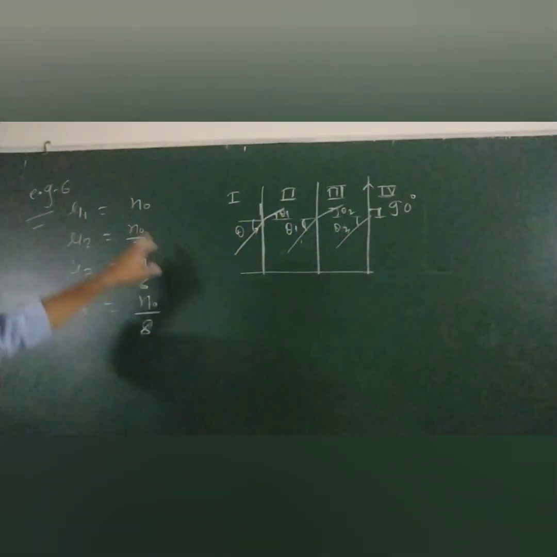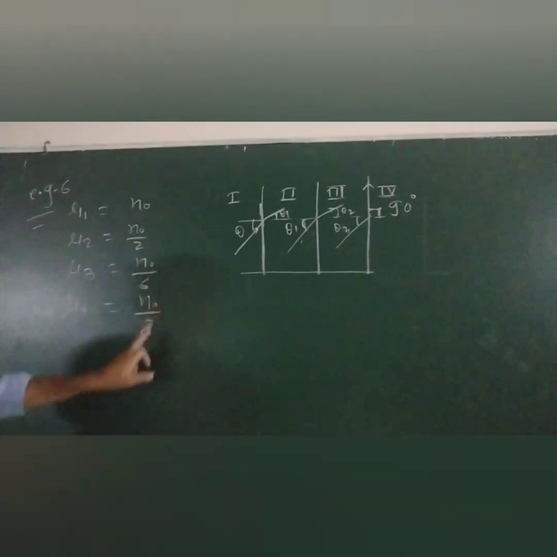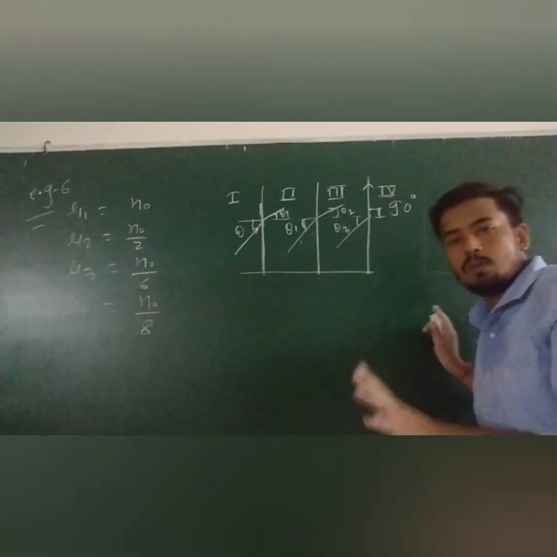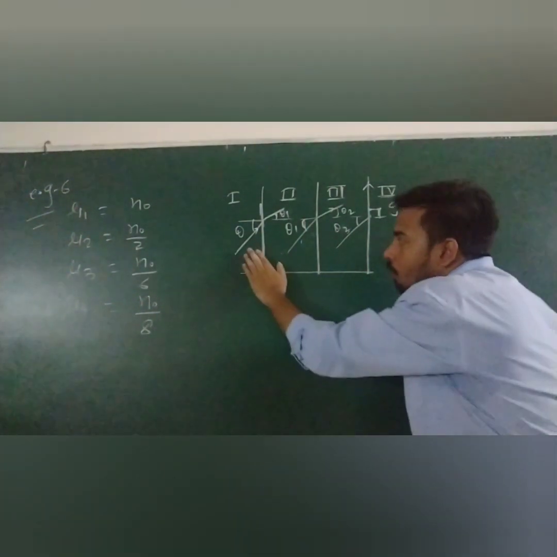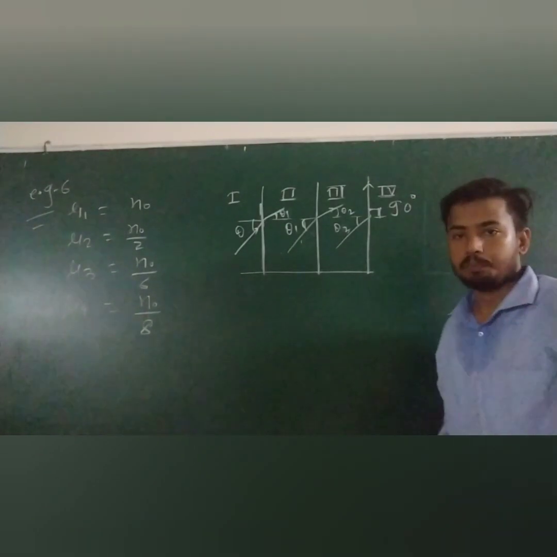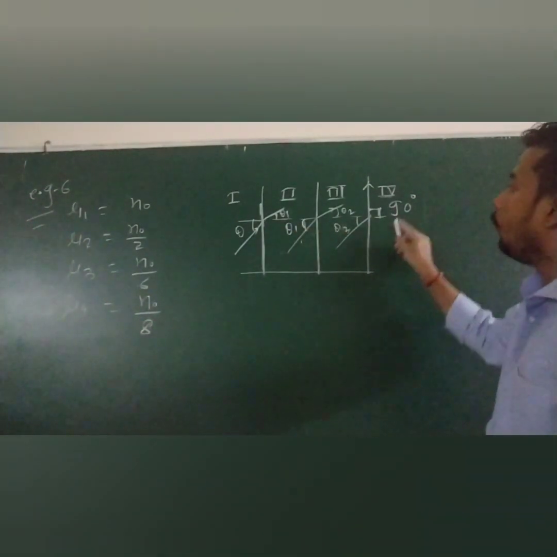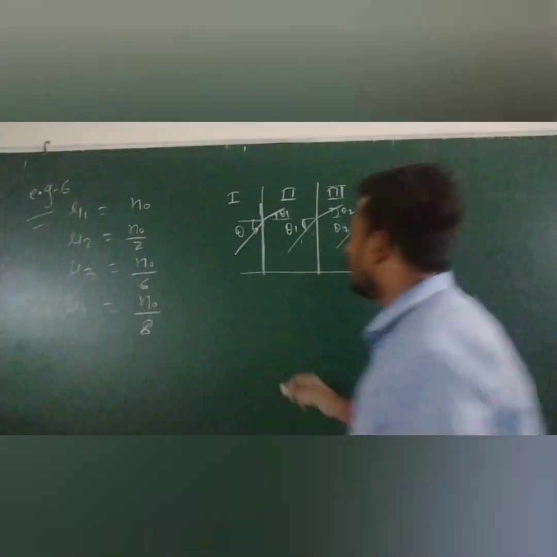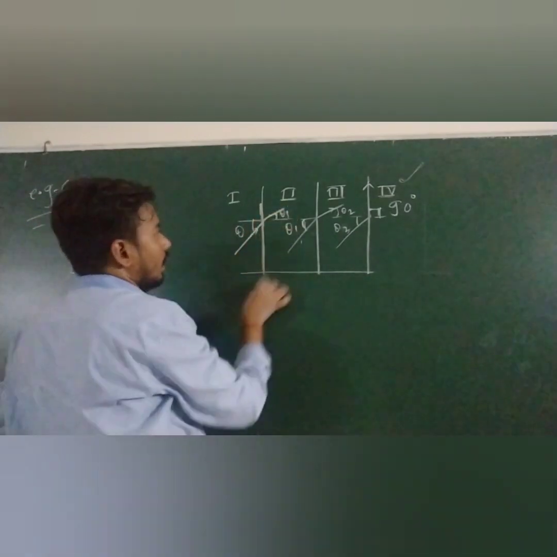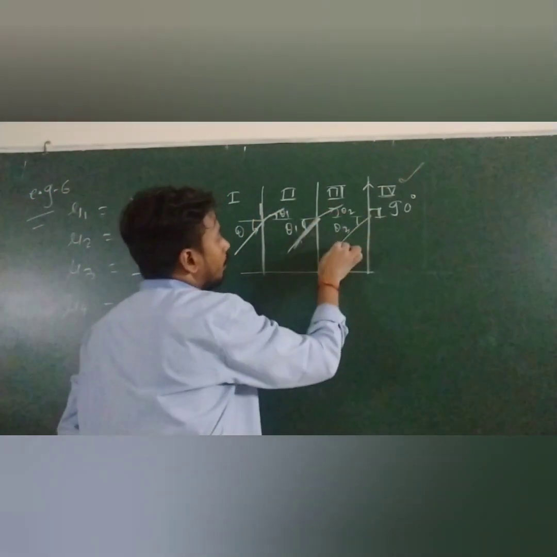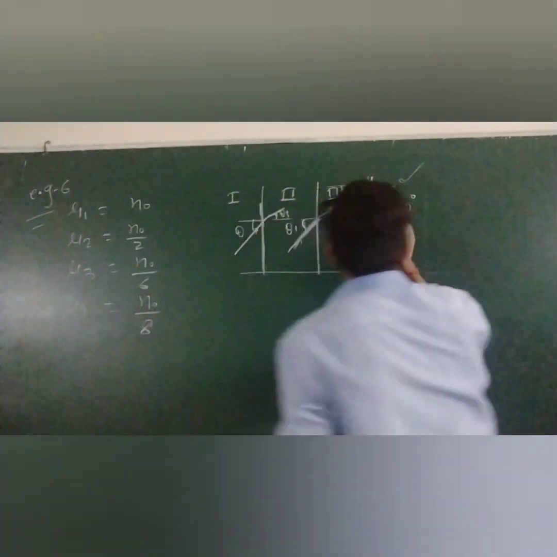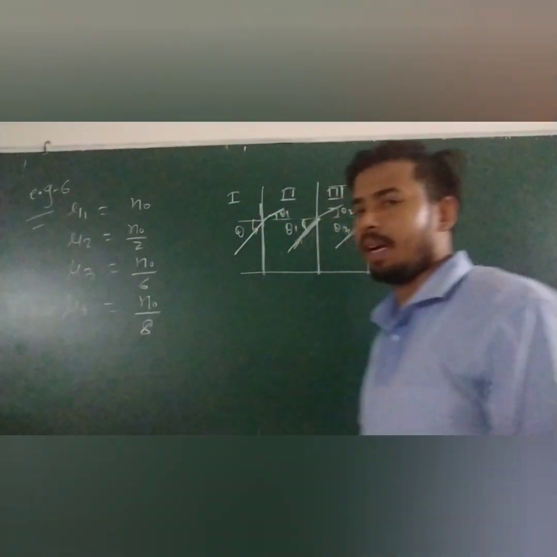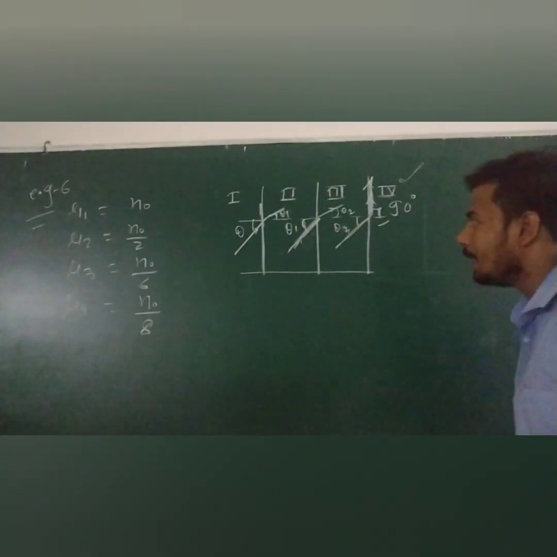See, the refractive indices are given: N0, N0 by 2, N0 by 6, N0 by 8. The question is: what should be the value of theta so that light does not enter the fourth medium? So the light will come like this and become like this. It means this angle becomes 90 degrees. So you can solve this question very easily, my dear.